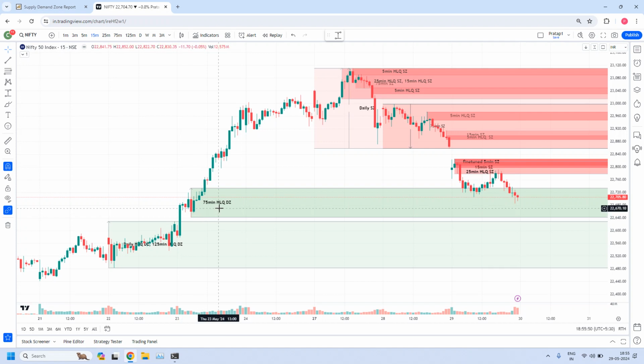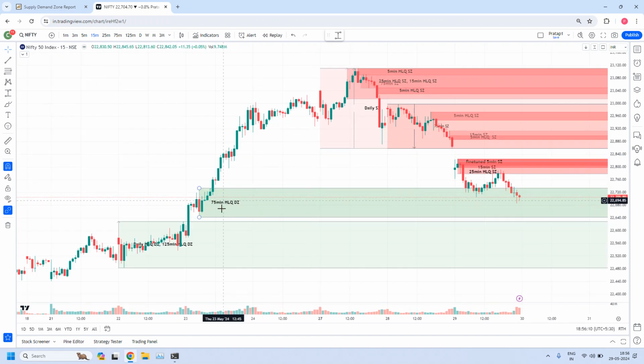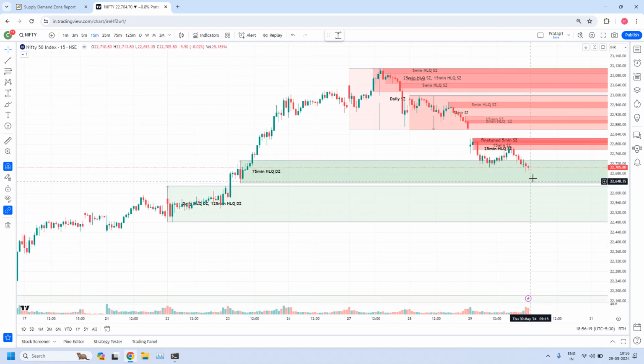But can we use that as an aggressive trade? Because the price action, see, before entering into the zone, prices moved. But this move is because of this fine-tuned zone, not because of this one below. So that's why I am not really depending on that. If this 75 minutes high liquidity demand zone is violated, the 75 minutes trend will be changed to sideways. So that's why tomorrow's trading is very critical.